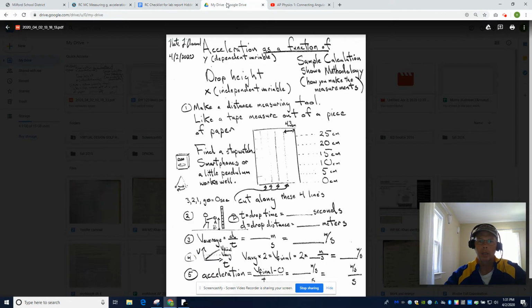So here's my sample calculation for the lab. The lab is acceleration as a function of drop height. So drop height is our independent variable. We're going to mess with drop height. That's our x, or our input. We're going to manipulate this guy. And we're going to see the effect on acceleration. That's our y, or our dependent variable. And the purpose of the sample calculation is to show the methodology, that is, how you make the measurements and what you're going to do with the measurements.